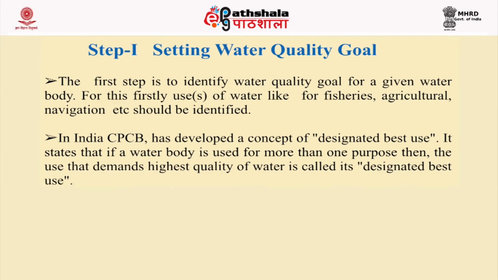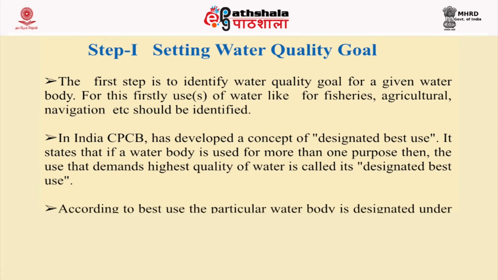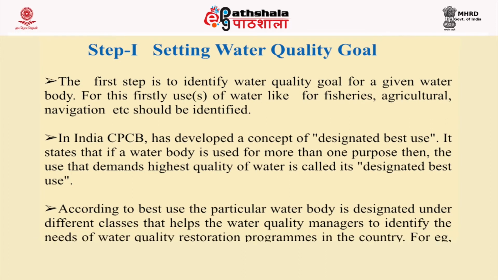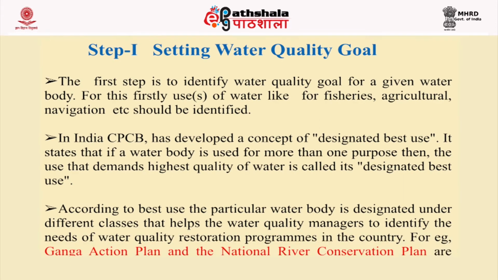It states that if a water body is used for more than one purpose, then the use that demands the highest quality of water is called its designated best use. According to the best use, a particular water body is designated under different classes that help the water quality managers to identify the needs of water quality restoration programs in the country. For example, Ganga Action Plan and National River Conservation Plan are outcomes of such exercises.